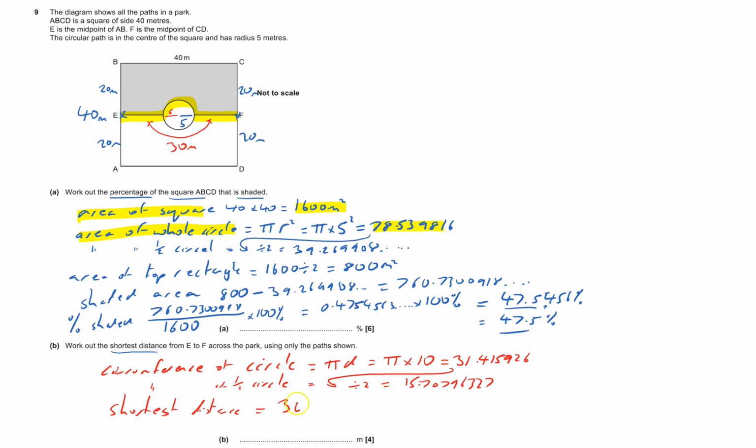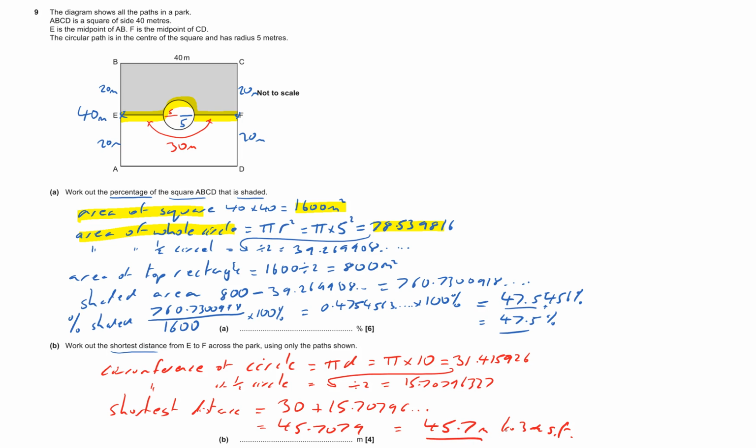And the shortest distance, fortunately there's no percentages this time, shortest distance equals 30, that's the straight bits of the paths, plus the length of the semicircle, which is 15.70796, and so that equals 45.7079, which equals 45.7 meters to 3 significant figures. Not what it says to give a particular accuracy, but we often do.